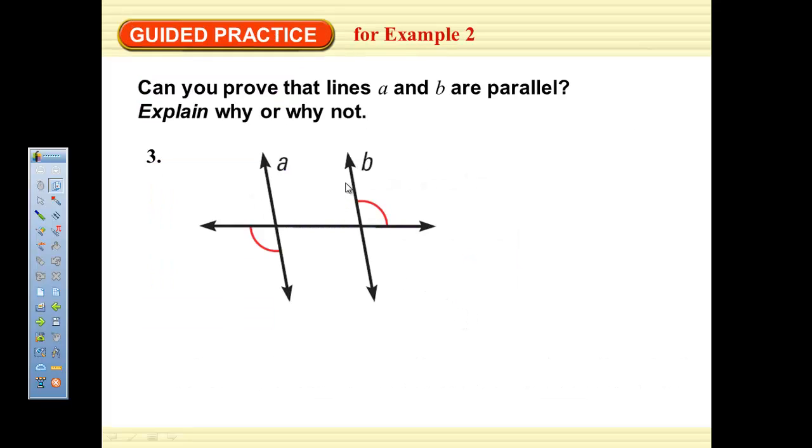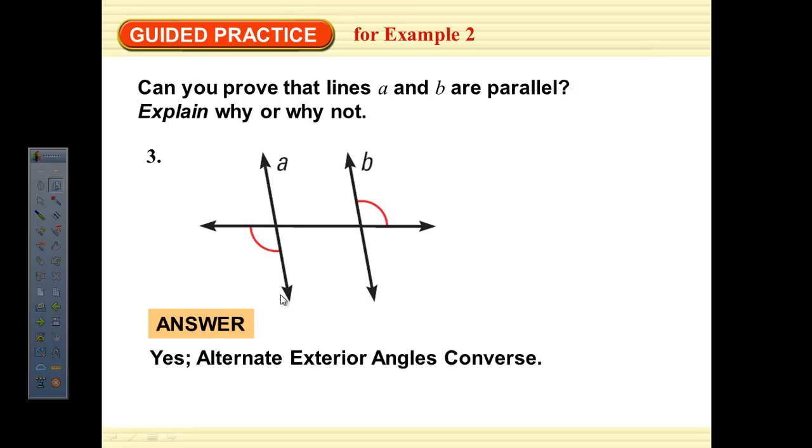Now we want to know if lines A and B are parallel. In this case, we can see that alternate exterior angles are congruent, therefore the lines are parallel. And that's all you'd need to do to explain it.